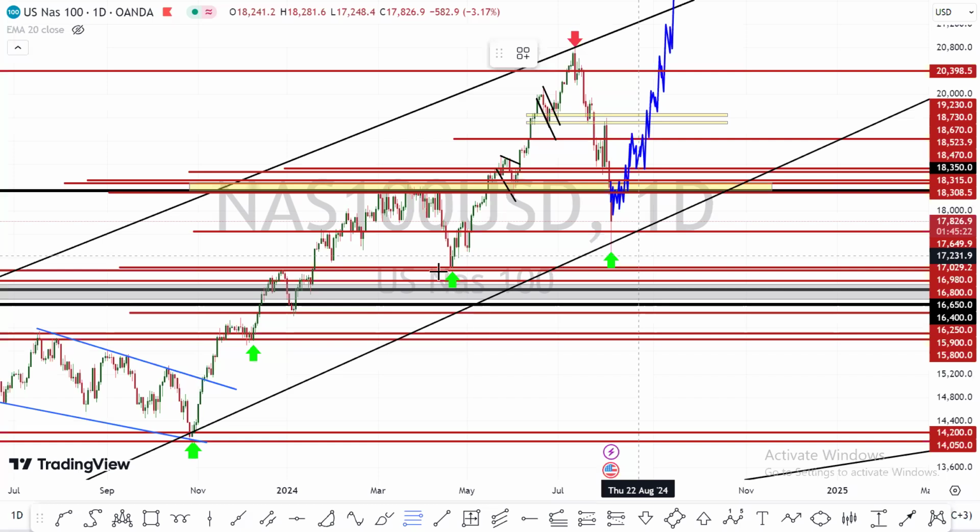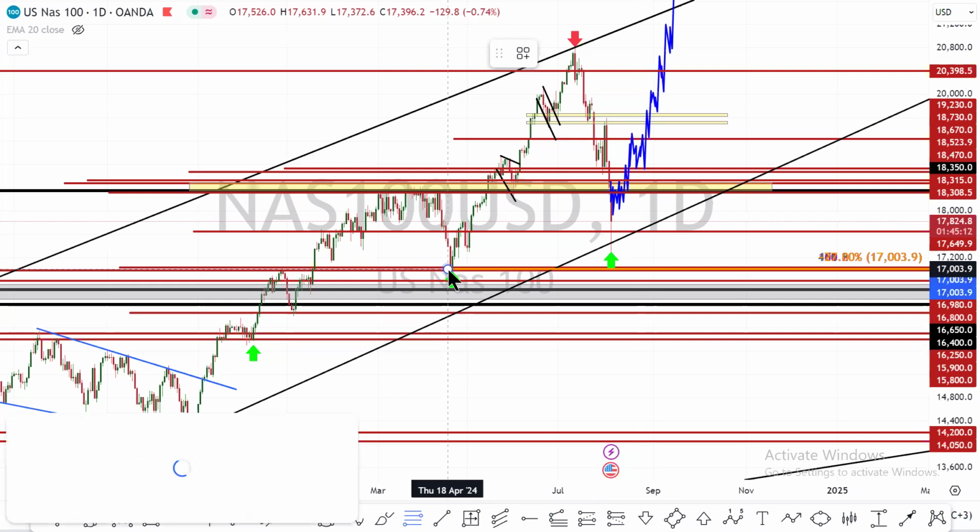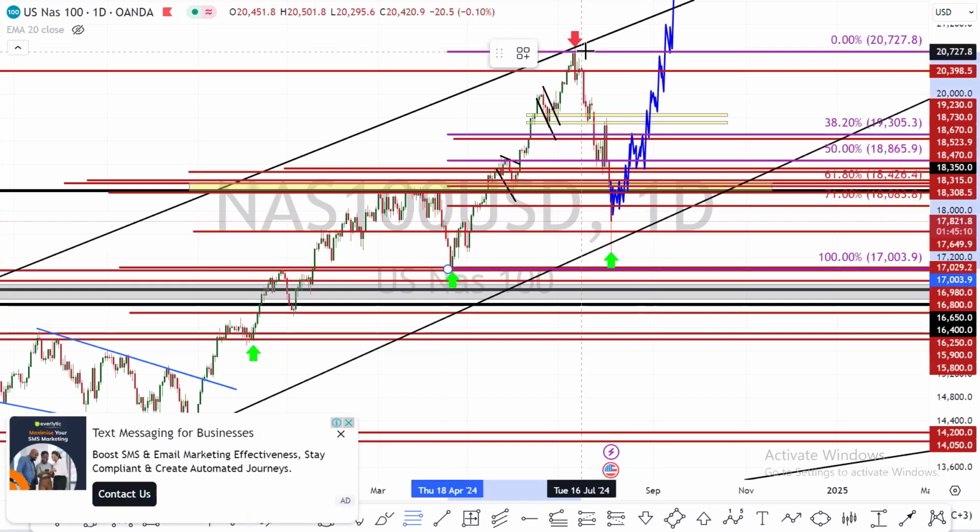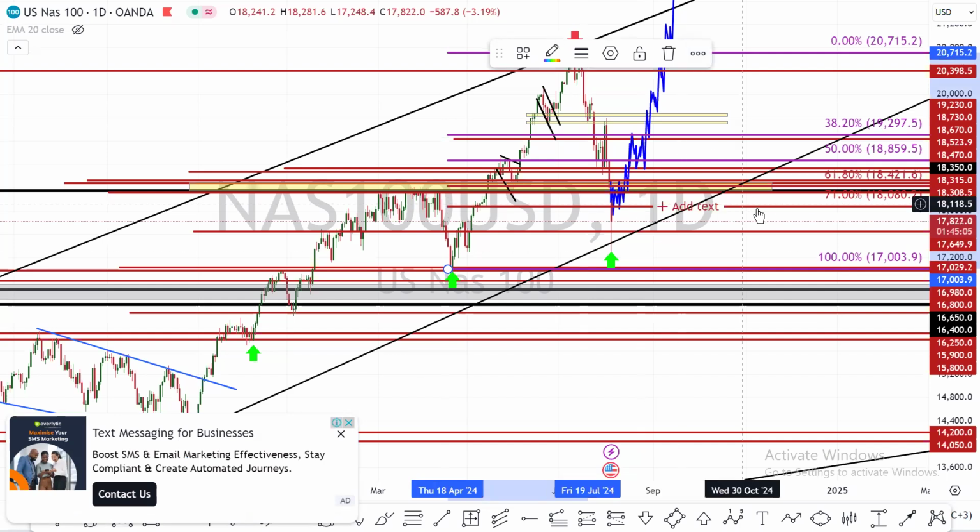So I took from this supply zone. I made a fib using this first impulse, that bullish impulse. And if you can see on my fib, the 71%, I'm waiting for this daily candle to either close above as it was rejecting on this fib. If it's closed above as rejecting, then I'll know for sure it's time to enter for the bullish run.